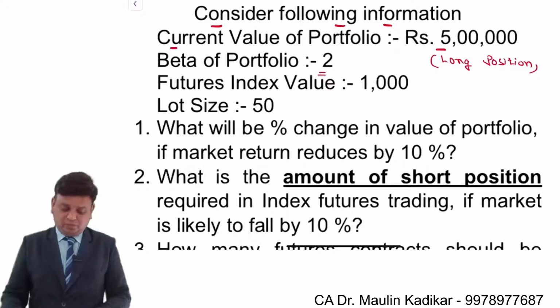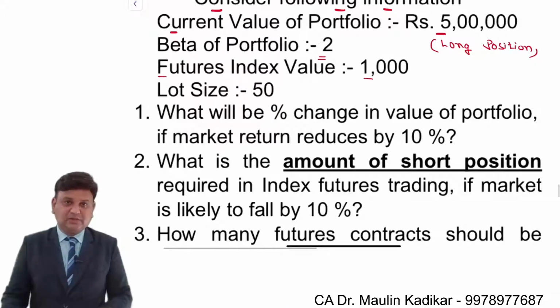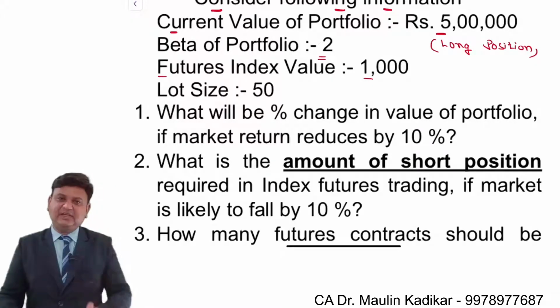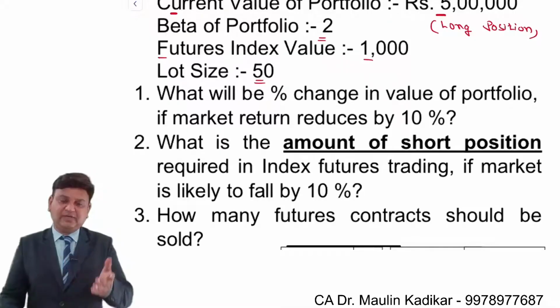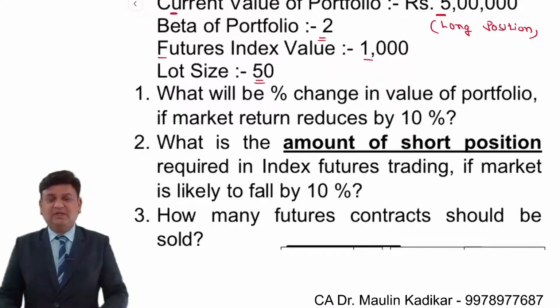This is given a technical name: you have a long position in cash market. Beta of your portfolio is 2. Futures index value is 1000. It could be 1850 or 1700 or something like that, similarly here it has been provided as 1000. Lot size is 15. In the example that we did previously it was 200. Similarly over here, 50 units or something like that is given to us.